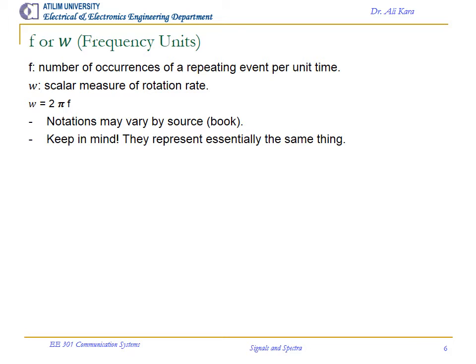Omega is a scalar measure of rotation rate. It refers to the angular displacement per unit time. Omega is equal to 2πf. Notations may vary by source, the book you use. Keep in mind that they represent essentially the same thing.